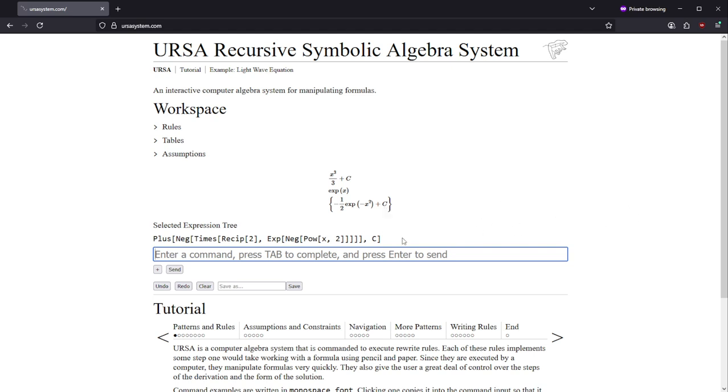So that's it. That's the solution to this integral. Minus 1/2 e to the minus x squared plus an arbitrary constant.